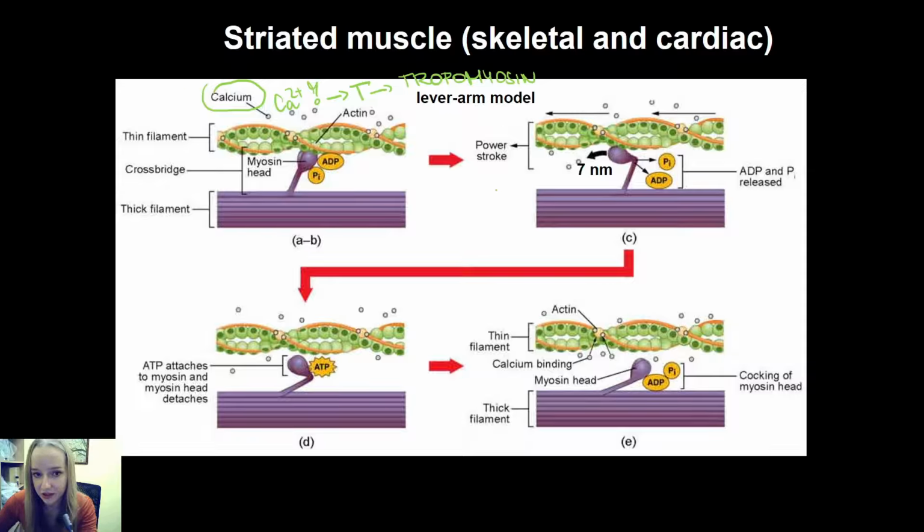Tropomyosin, remember, is this double helix molecule that is attached to seven heads of actin. So we change the conformation of tropomyosin, and it is drawn into the groove between the two actin chains, and what is happening is that tropomyosin is exposing the binding sites for myosin.